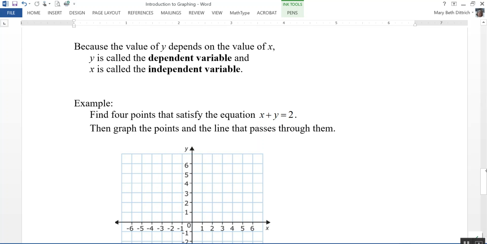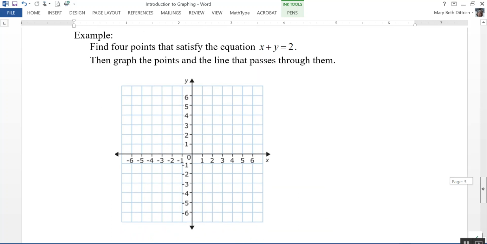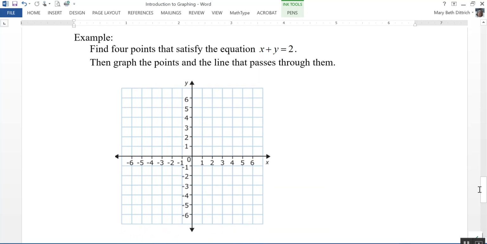So let's take a look at our last example here. I'm going to ask you to find 4 points that satisfy the equation x + y = 2, and then we're going to graph the points and the line that passes through those. So I need to think of some ordered pairs, some x's and y's, that when I add the two of them they equal 2. Well, the first one that comes to mind is probably the most simple. 1 plus 1 is 2. Okay, I could also do some with zeros. If x is 0, then y has to be 2.